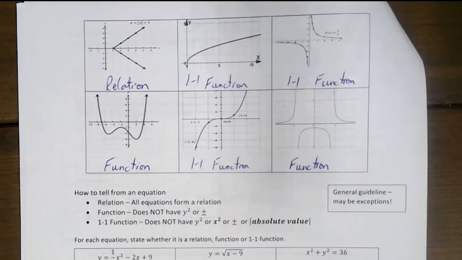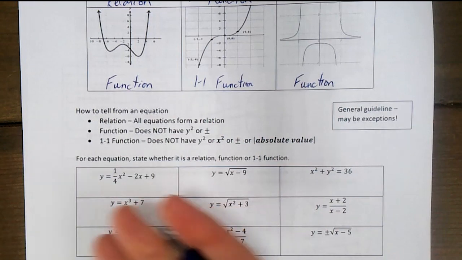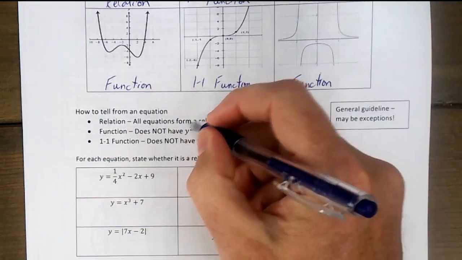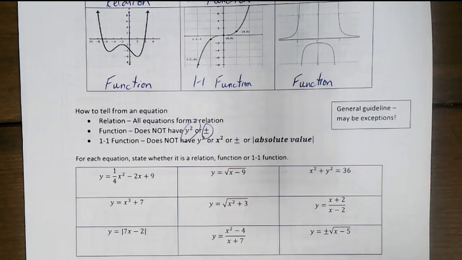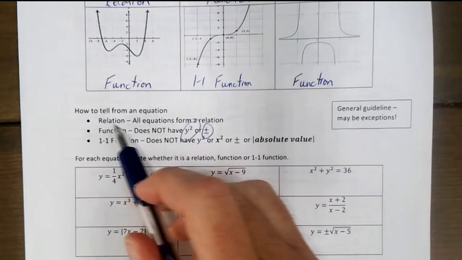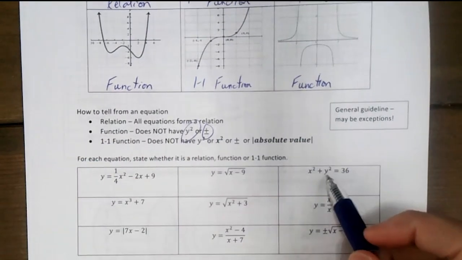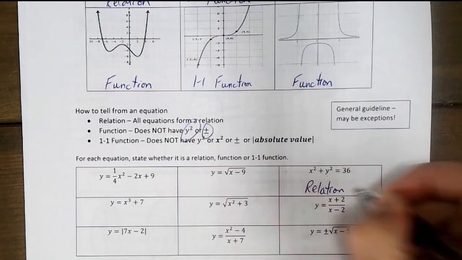Okay. Now the next part is a little bit harder. If you ever have one and you don't want to do the work of graphing it, a quick easy way is if you have a y squared or a plus minus in the equation, it's a relation. So let's look through here. Here we have a y squared. Immediately, it's a relation.